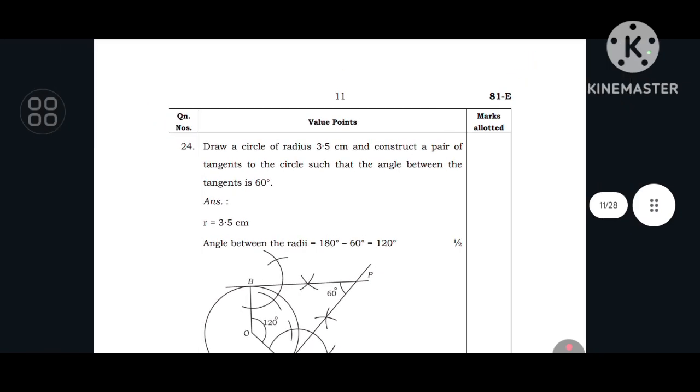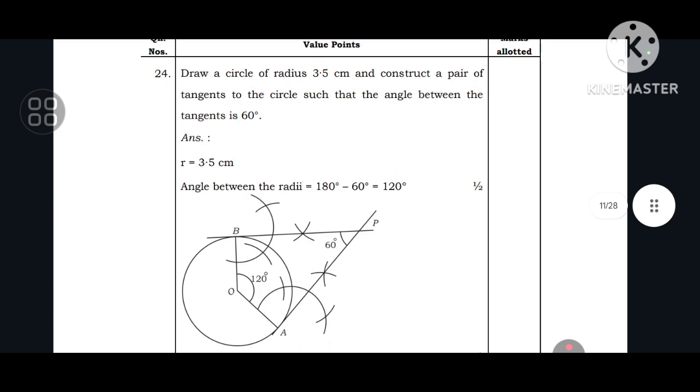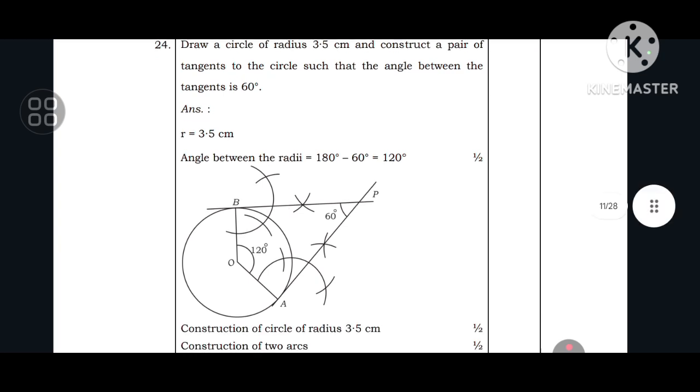You can use this paper for your reference, and you can use this paper for scoring in the examination and impressing the evaluator in a proper manner. As you can see here, this question is from the lesson circle. These theorems are fixed. They ask for them in the examination, but this is not a theorem. Sorry, this is not a theorem. Draw a circle of radius 3.5 centimeter and construct a pair of tangents to the circle such that the angle between the tangents is 60 degree. Answer: r is equal to 3.5. They have given the radius and they have asked to solve this question.